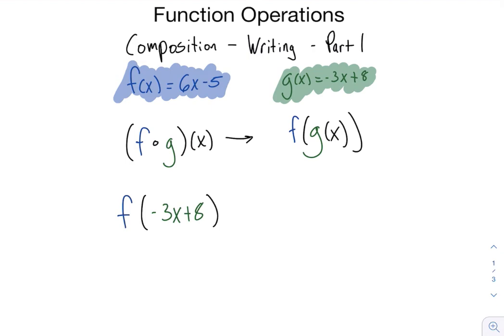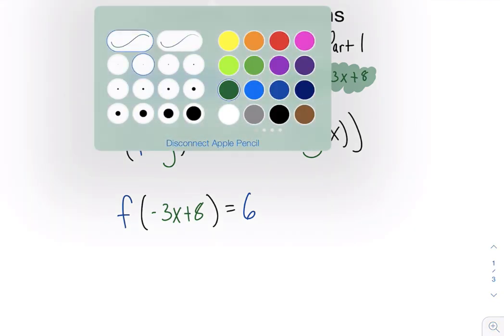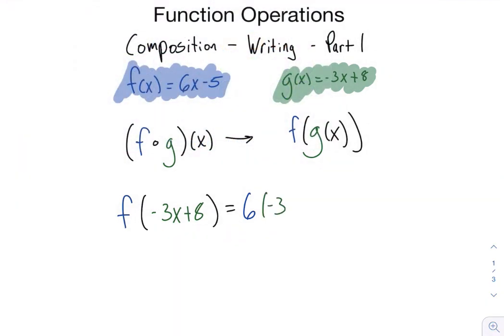So I'm rewriting that notation, and I'm going to plug in the actual function g of x, which is negative 3x plus 8. And then what I want to do is kind of what we did when we were evaluating functions. I want to take what's in the parentheses here, and substitute that in for x for whatever function is on the outside. So in this case, I'm going to take function f, and everywhere I see x, instead I'm going to substitute in negative 3x plus 8. So 6x instead of x, it's 6 times negative 3x plus 8, minus 5.